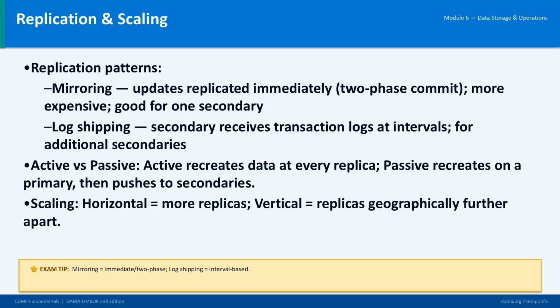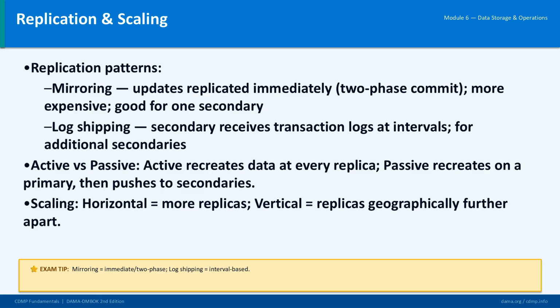Let's go deeper on replication. There are two main patterns. Mirroring replicates updates immediately using a two-phase commit. It's more expensive and works well when you have a single secondary. Log shipping sends the secondary the transaction logs at regular intervals. It's cheaper and is used when you have additional secondary servers.